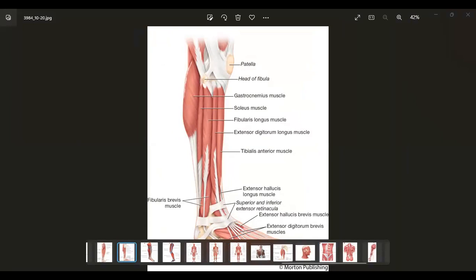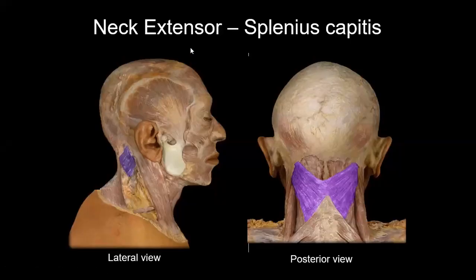The splenius capitis muscle will be a muscle... actually, hold on one second. Okay, here is a picture of a cadaver specimen with the splenius capitis muscle highlighted in purple. So the splenius capitis muscle will extend and cock the neck. It will originate on C7 vertebra through T3. It will insert on the nuchal line and mastoid process.